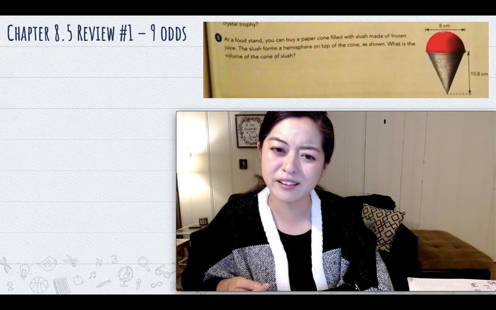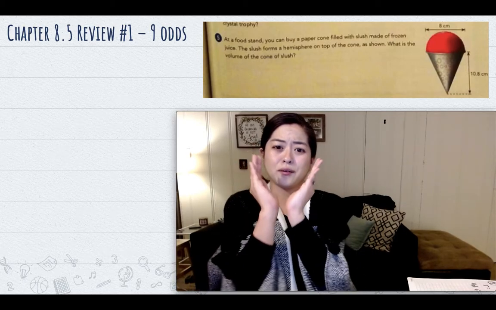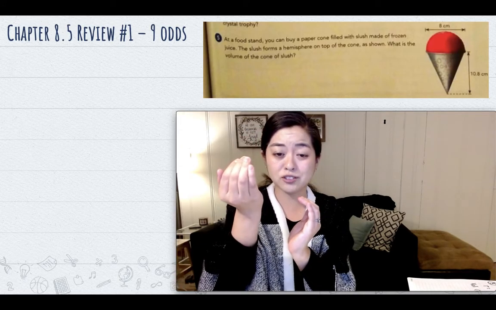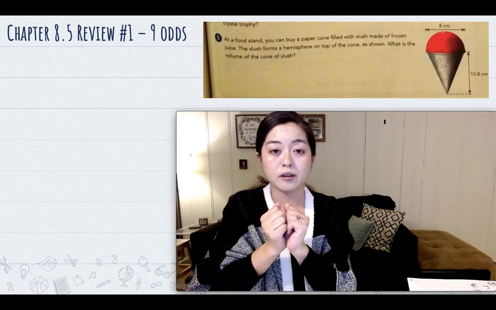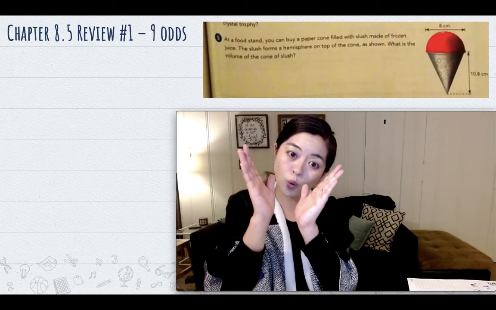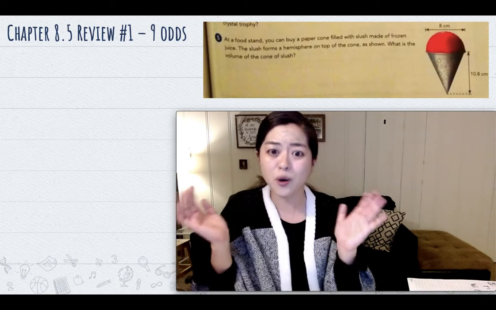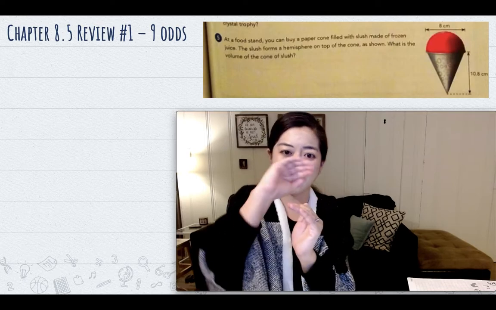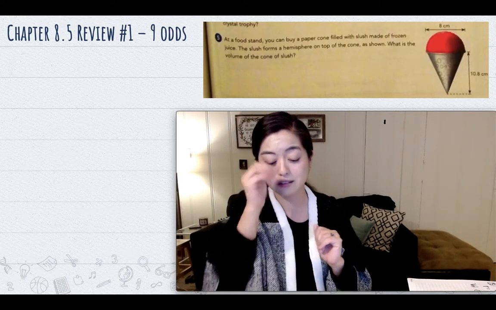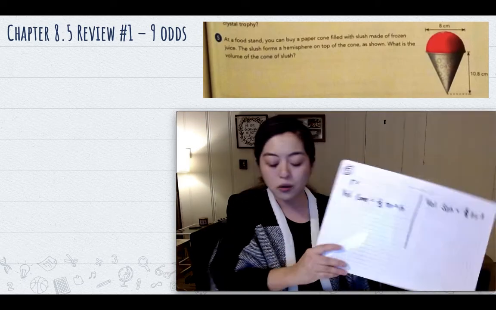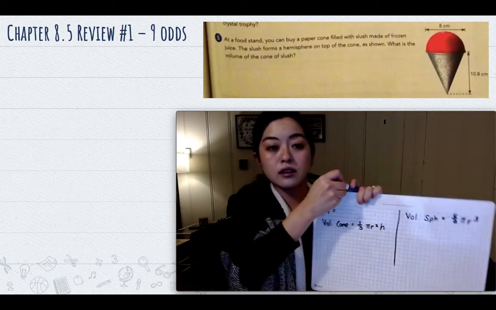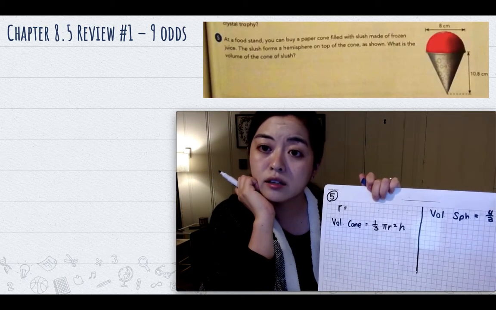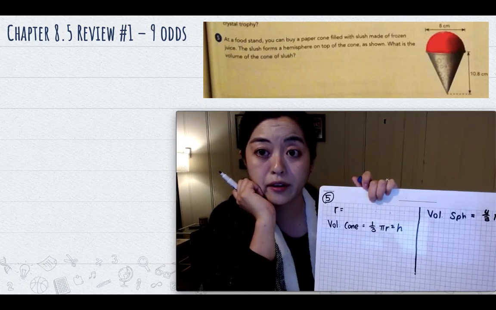So originally, I was just thinking, what's inside the cone, not including that hemisphere of the slush. But that question is talking about the whole slushy cone, including the cone part at the bottom and the hemisphere of slush. Okay, so that's what it means. So in number 5, do they give you r, the radius? It looks like they give you the diameter, right?